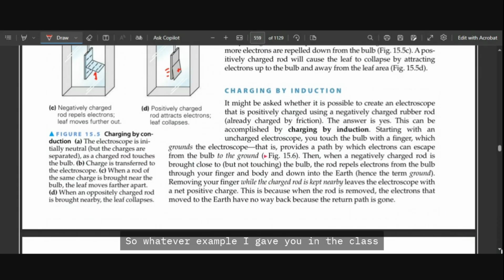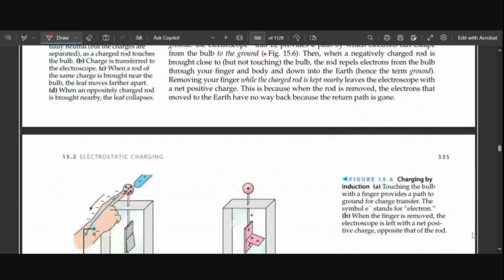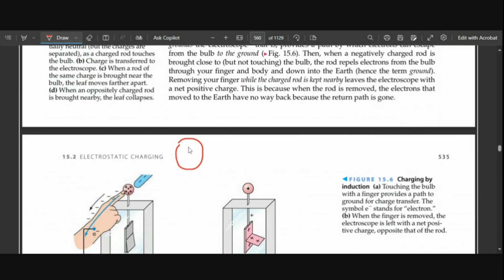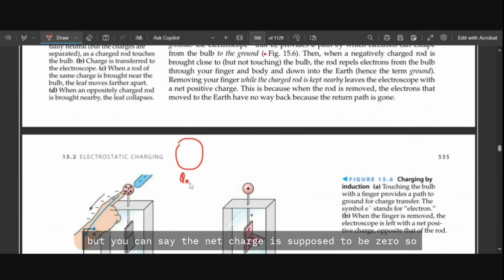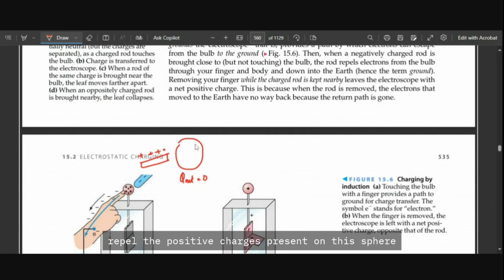Whatever example I gave you in the class, it's better that you remember that example instead of this electroscope example. There is a conductor which has no charge initially, or you can say the net charge is zero. When you bring a rod, maybe of positive charge or maybe of negative charge, closer to this net charge zero object, the positive will repel the positive charges present on this sphere and the negative will come closer to this rod.